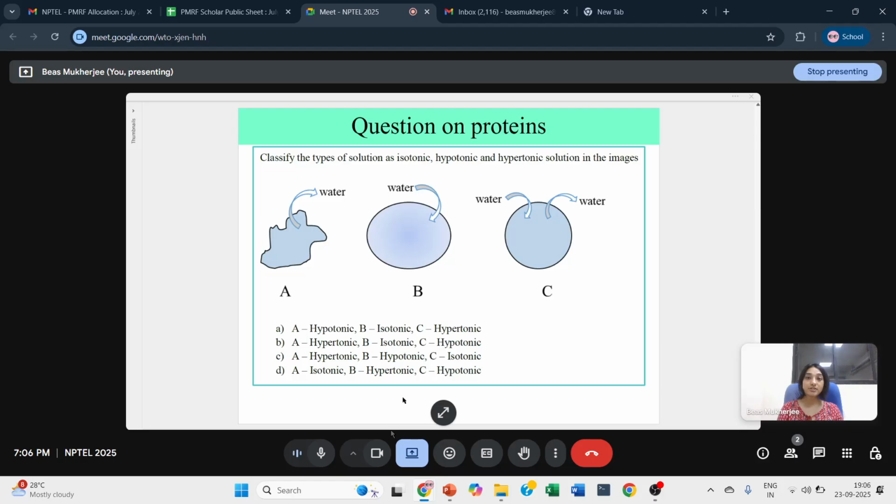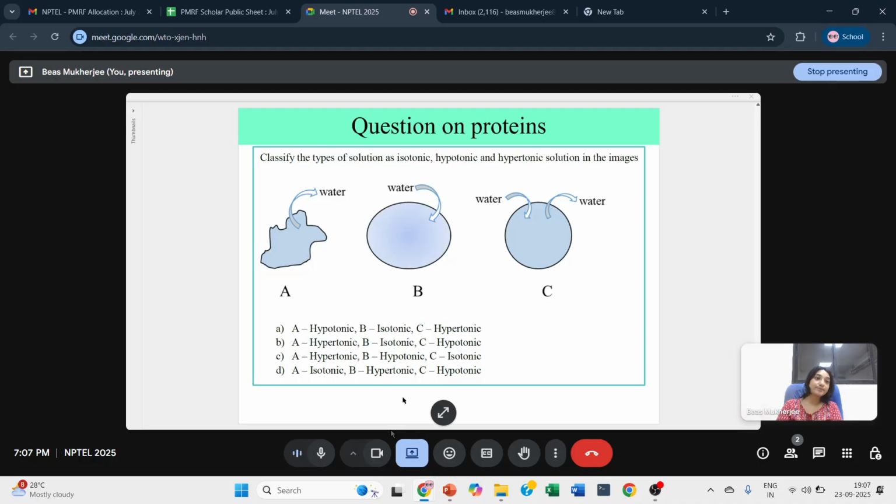Now the next question is on proteins. So this is something that you have read in school. What is a hypotonic, what is an isotonic, and what is a hypertonic solution? So what happens in a hypertonic solution? Hypertonic means that the salt concentration varies in such a way that what happens?